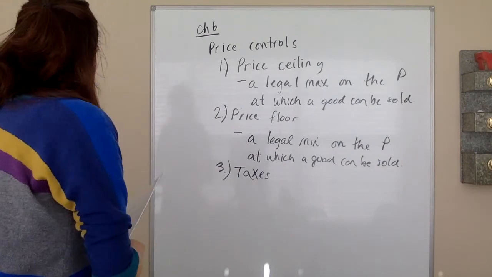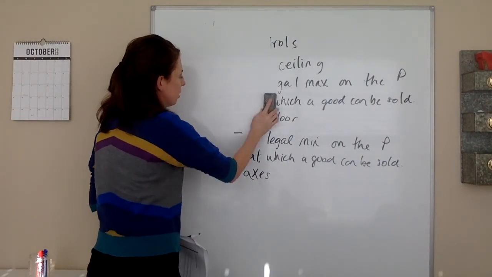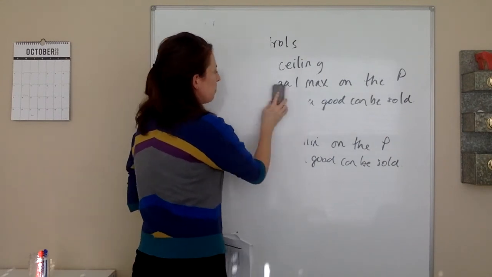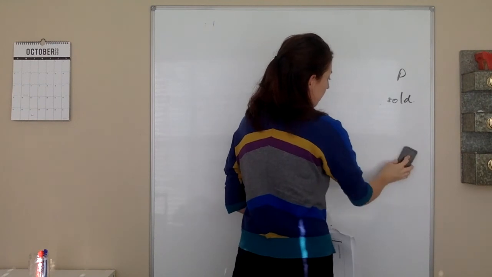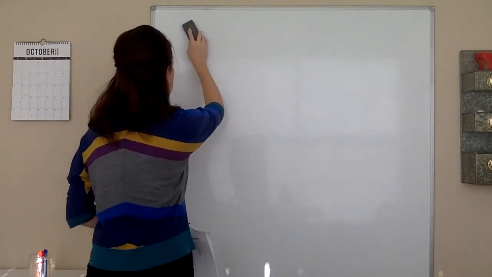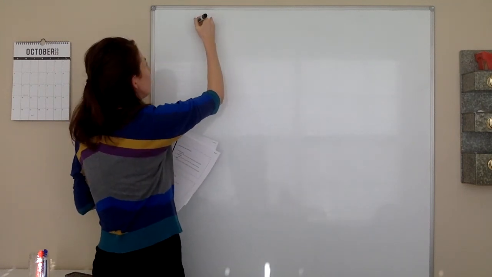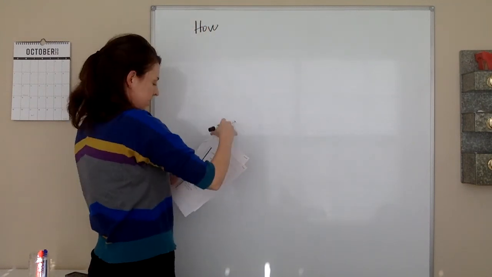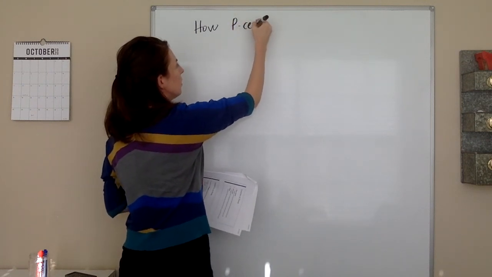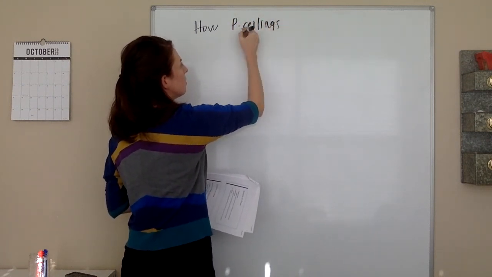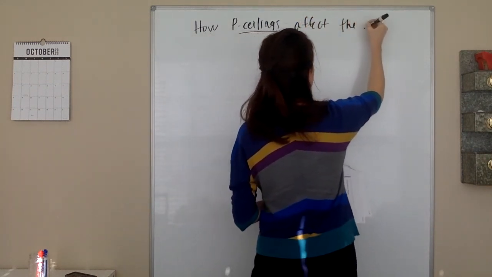Okay, so I'm going to give you a couple of cases for both price ceilings and price floors, and these are going to be the possible situations that a market might find itself in if either a ceiling or a floor is imposed. Okay, so first of all, how price ceilings affect the market. So we'll start with ceilings affect the market.